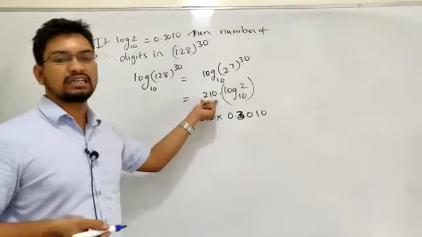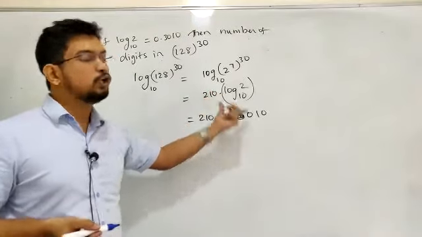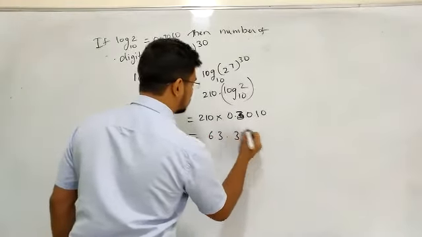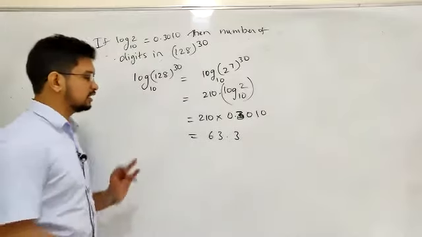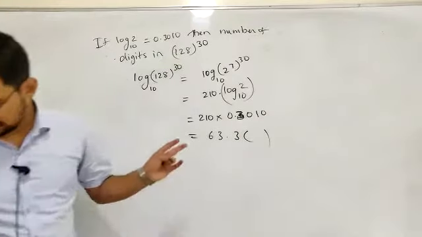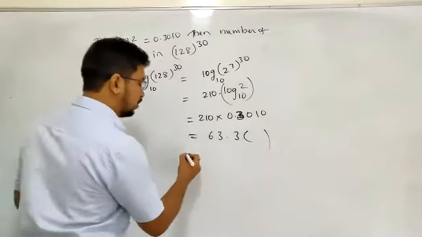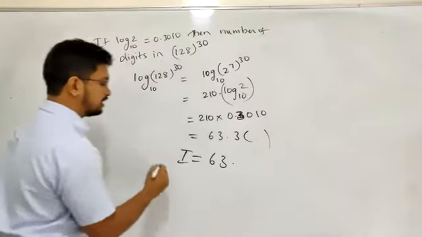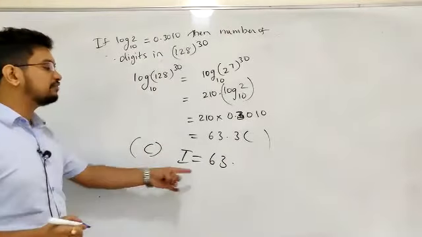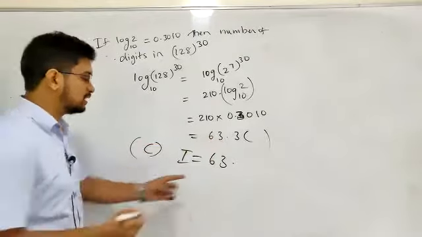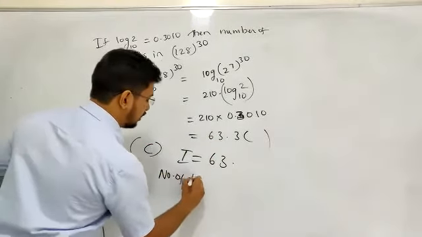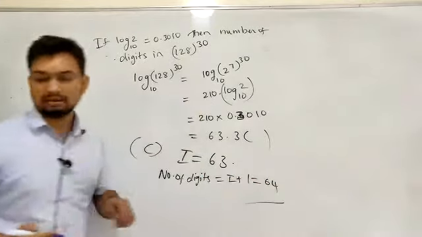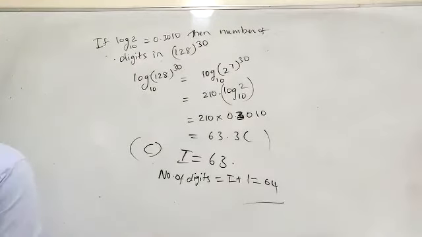This is not called the characteristic. After finding this entire value, you will get the characteristic of that. This value comes around 63.3, or 63.2, something like this. So the characteristic, the integer part, will be 63. So the number of digits is I plus 1, which is 64. Next.